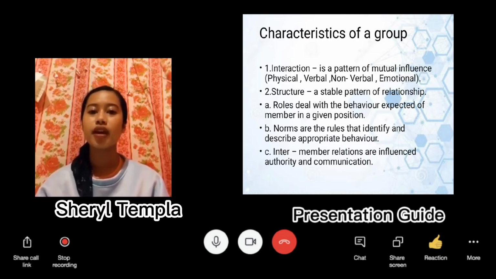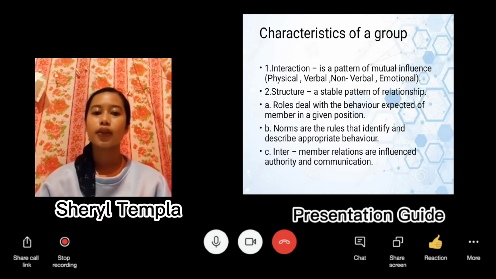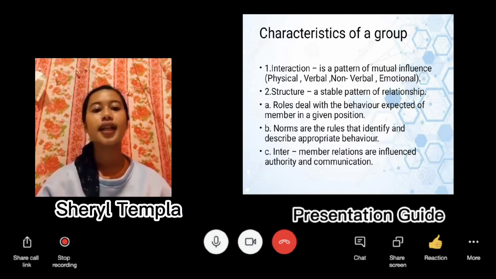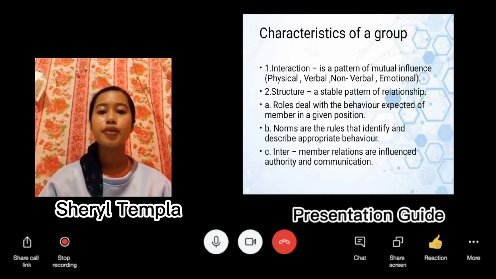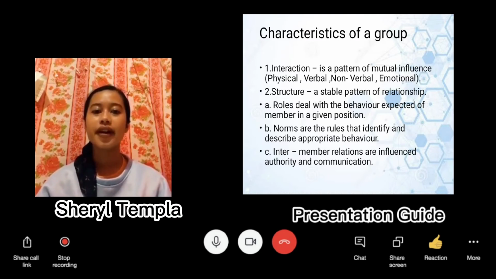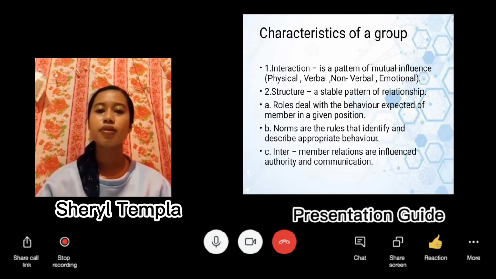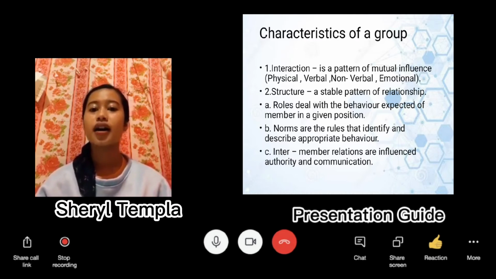Roles deal with the behavior expected of a member in a given position. So, ang roles, mao ni ang dapat buhaton or trabahoon sa usa ka member. For example, nidagan kag president sa imong class. So dapat imuha role ipakita nimo ang imong kamaayo para sundon sad kanila. Norms are the rules that identify and describe appropriate behavior. So, ang norms mao ni siya ang mga rules or pamaagi para makahibaw kag sakto ba ang imong gibuhat.